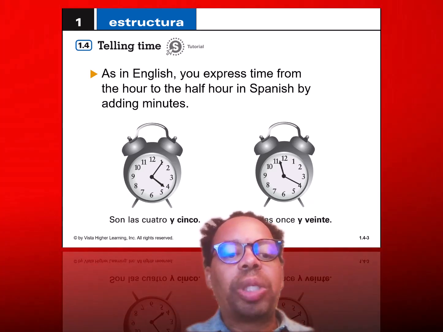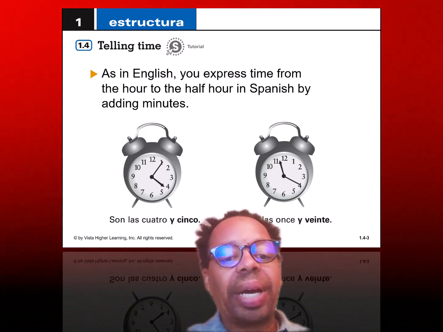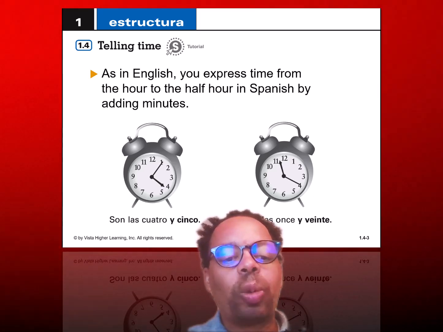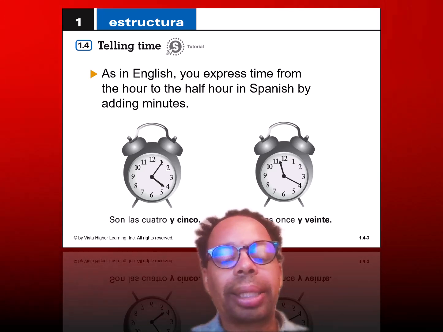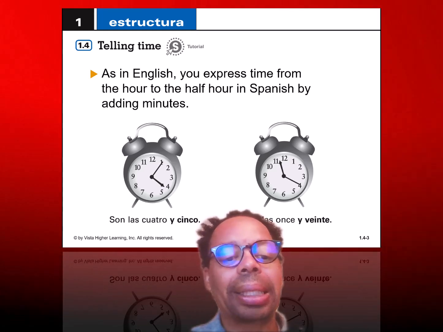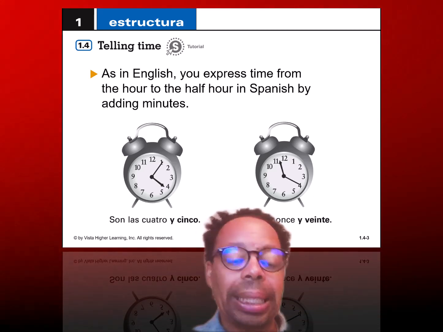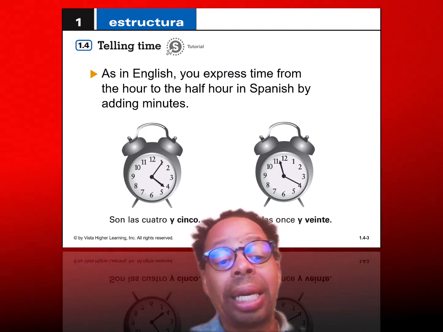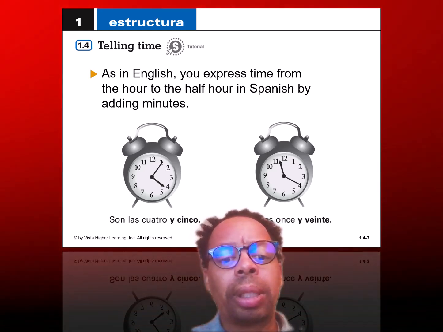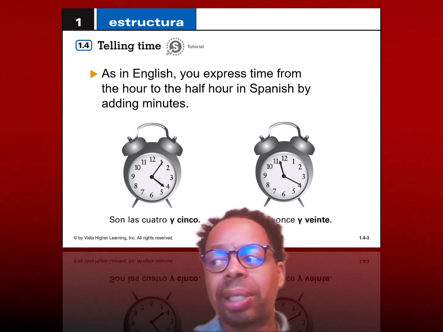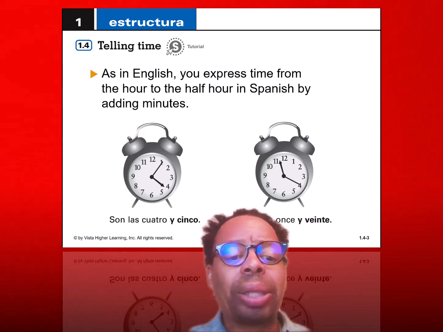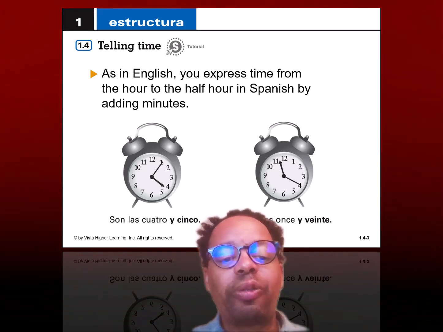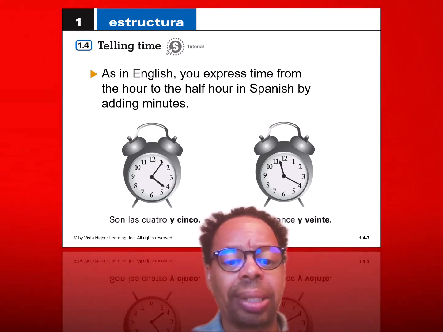So we add minutes between 1 and 30 by using y, no? You pronounce that Y, like the letter E in English, no? It means and. So son las 4:05. So it's 4 o'clock and 5 minutes. So that would be one way to look at this if you were trying to transliterate that in any way. Son las 4:05, son las 4 o'clock and 5 minutes, or 4 o'clock plus 5 minutes, no?